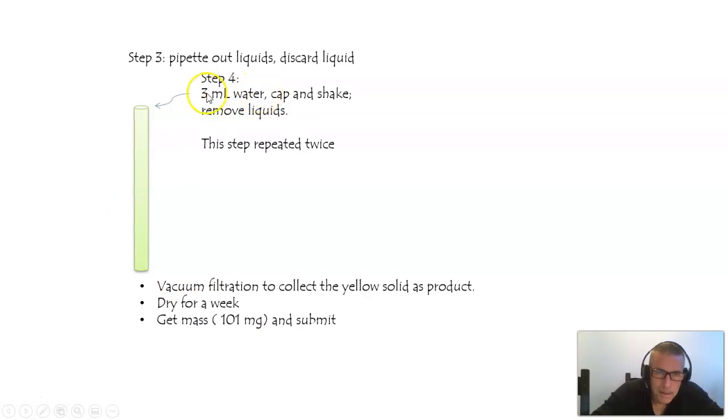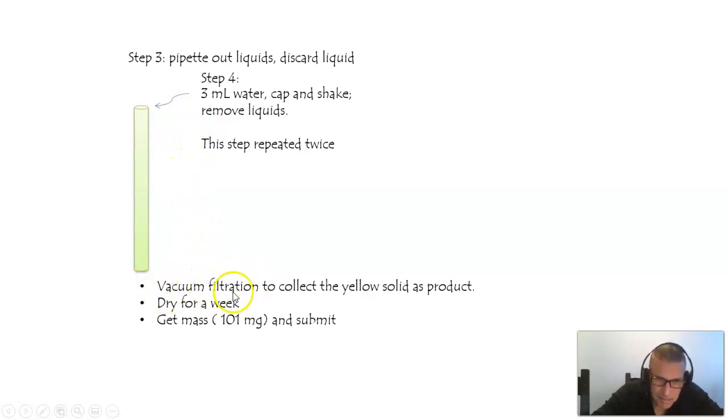Step 4. Let's take 3 mL of water, add it, shake it around. I think that's to remove that extremely strong base that we had in there. So shake it around, remove the liquids, not the solids. Do it another time until it's not so nasty, a little closer to plain old water.